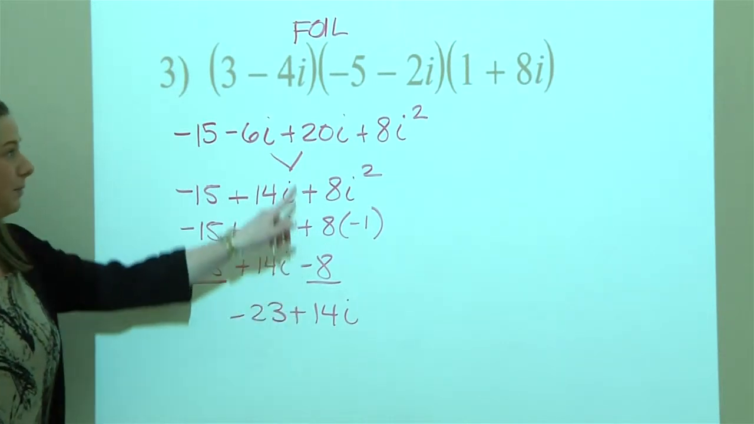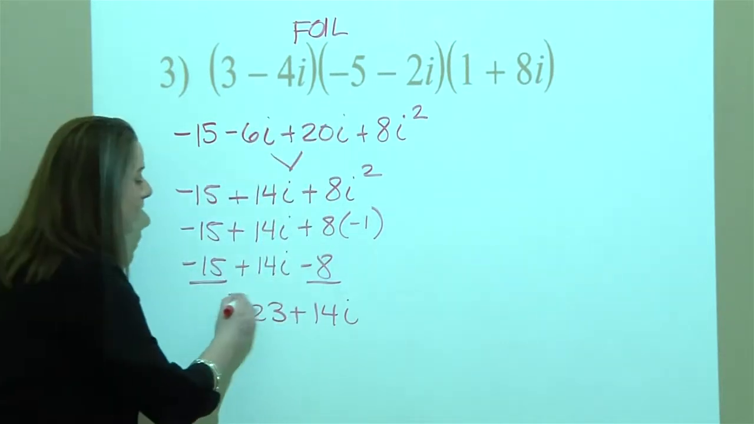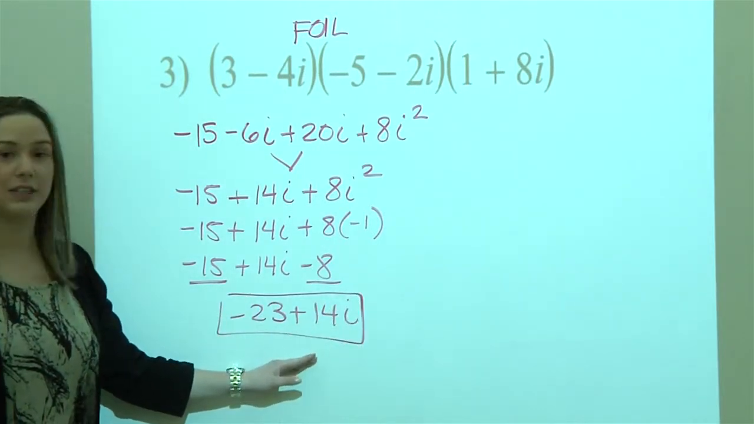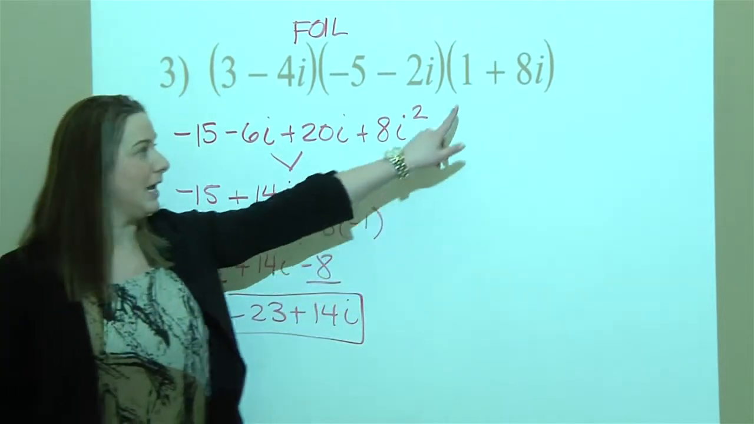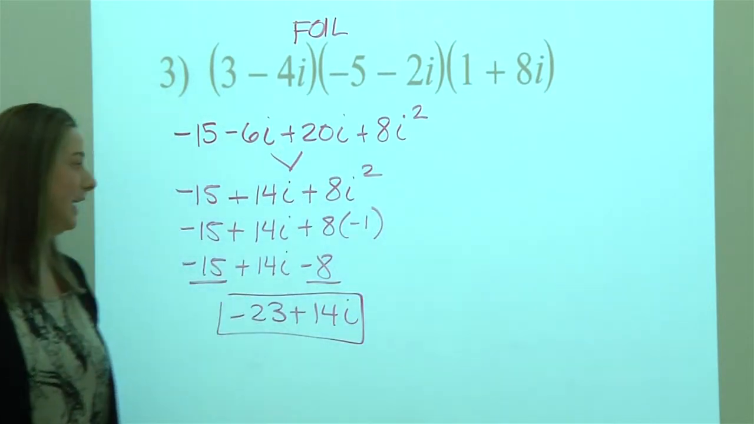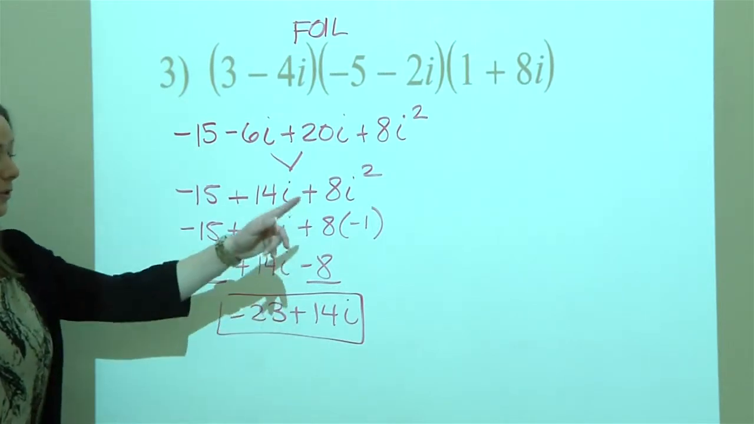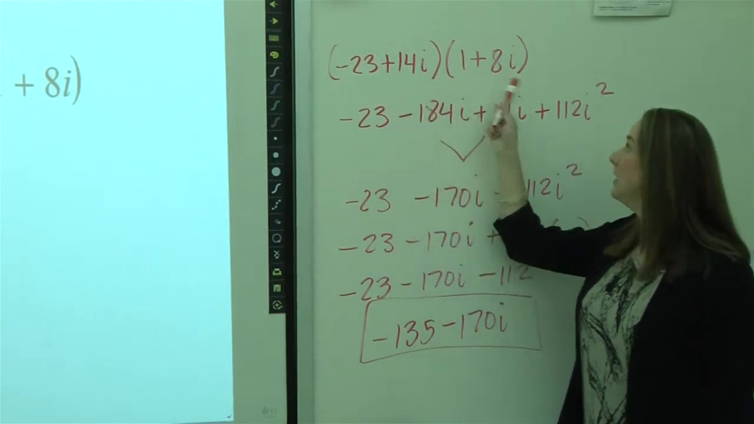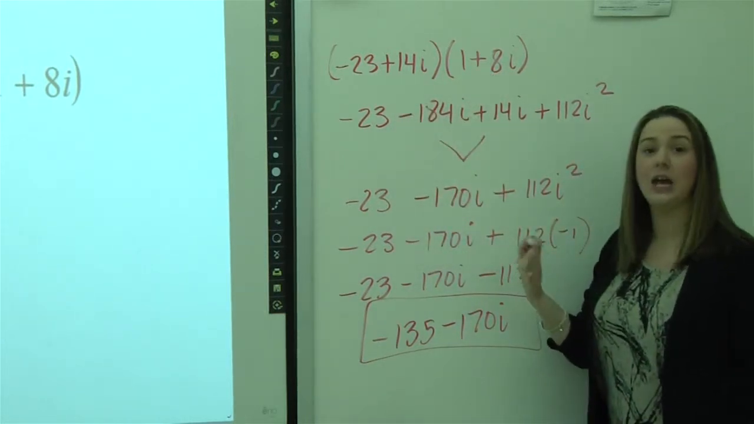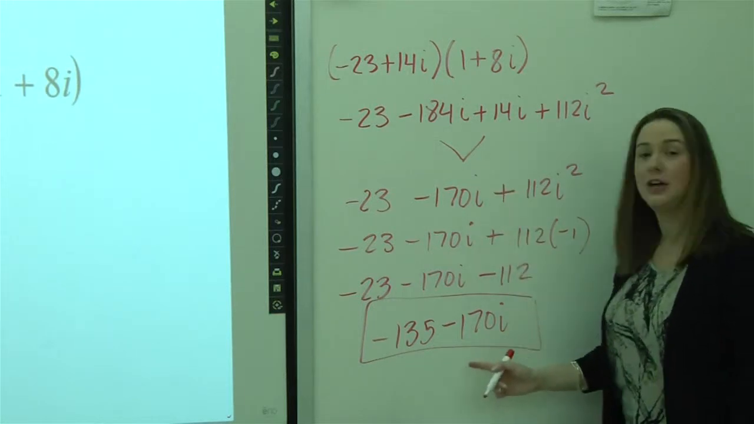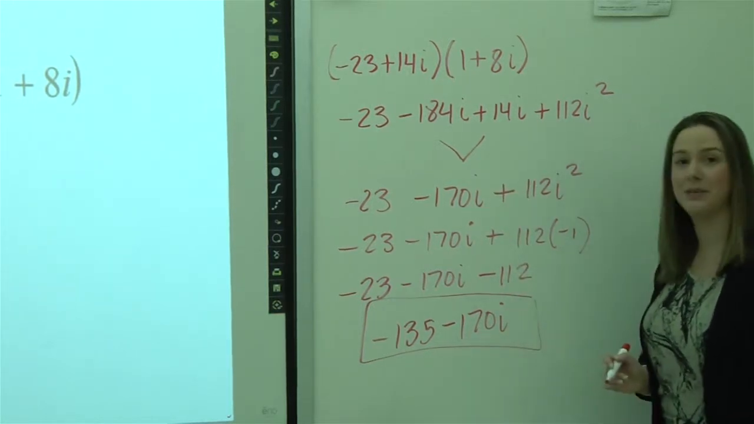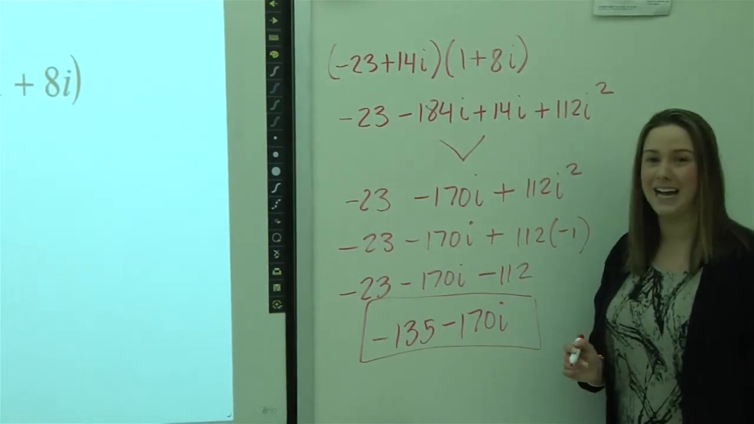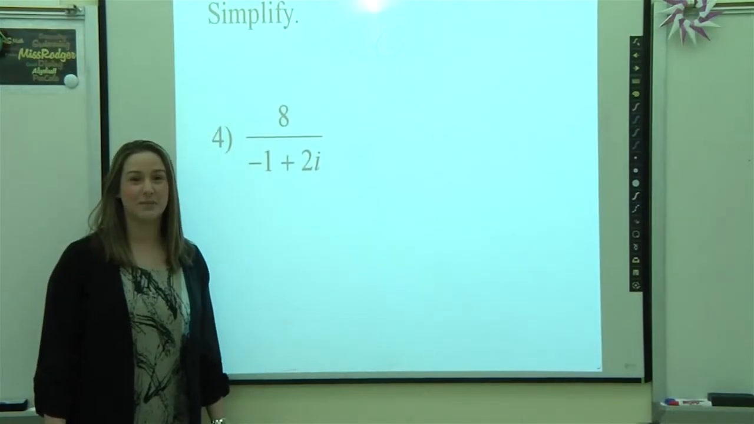So now, when we multiply our first two complex numbers together, we get a result of negative 23 plus 14i. We're going to take our result, our answer here, and multiply it by 1 plus 8i. So let's do that over here on this board. So when we multiply negative 23 plus 14i and 1 plus 8i, and we use the same process and the same steps from the previous two problems, we get a new complex number, which is our answer, negative 135 minus 170i.